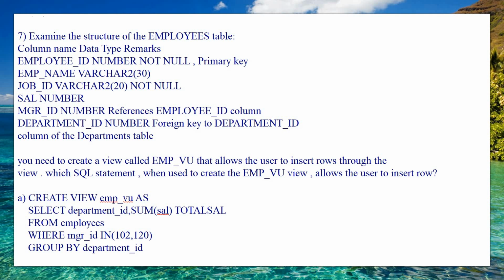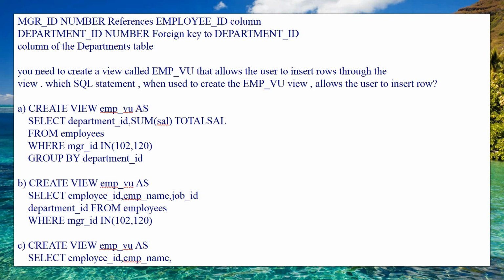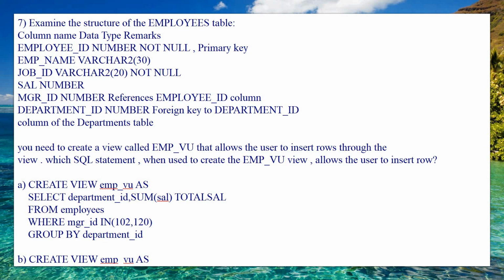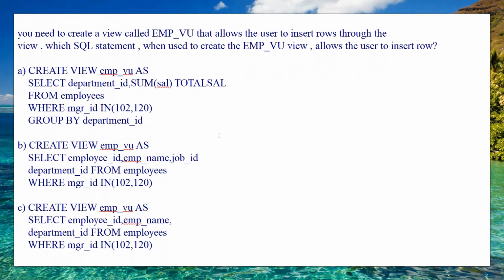So what you need to do is create a view called emp underscore view that allows the user to insert rows to the view. Which SQL statement, when used to create the emp underscore view, allows the user to insert the row? So see the first query: create view emp underscore view as select department underscore ID, sum of salary total sal. They did not tell us to find the total sal. This will not come.